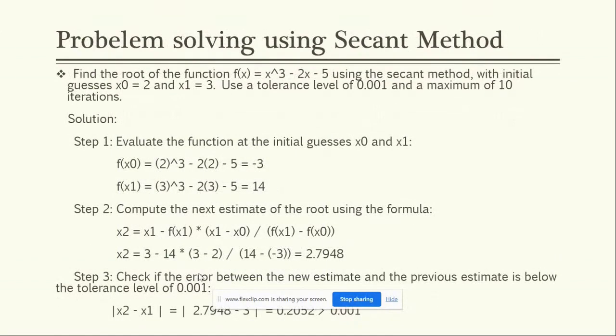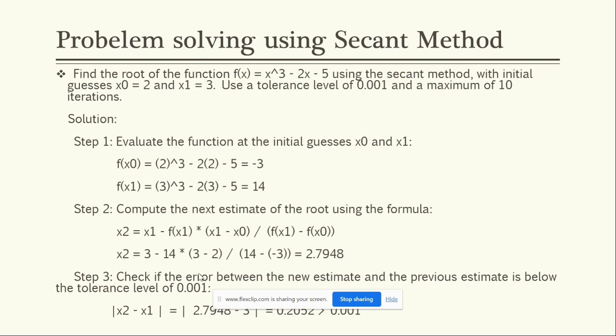And next we can solve a problem on the secant method. Given f of x equals x cube minus 2x minus 5, and the initial guesses are x0 equals 2 and x1 equals 3. Given the error tolerance equal to 0.001 and the number of iterations equal to 10. What we have to do is take these initial values and substitute them in f of x. We will get f of x0 equal to minus 1, and f of x1 equal to 16.